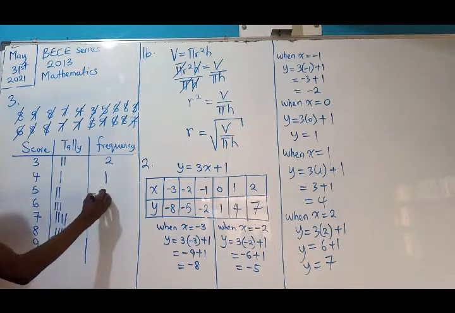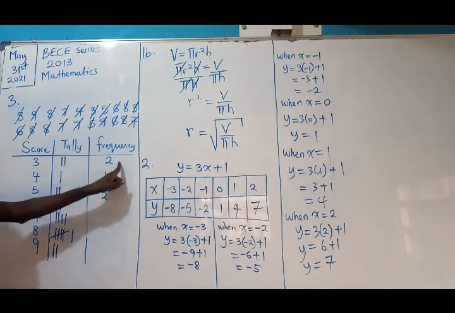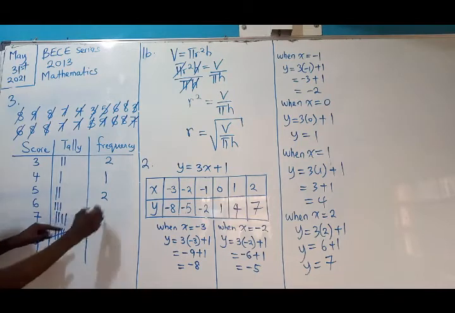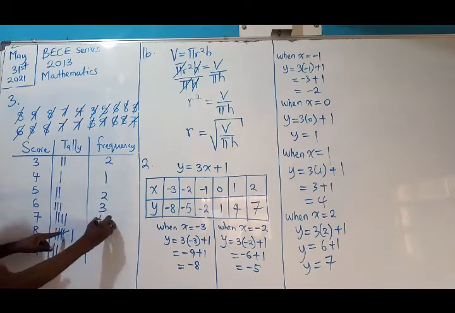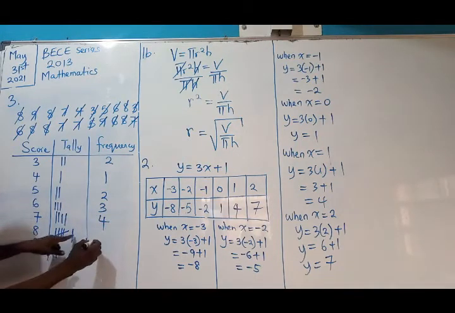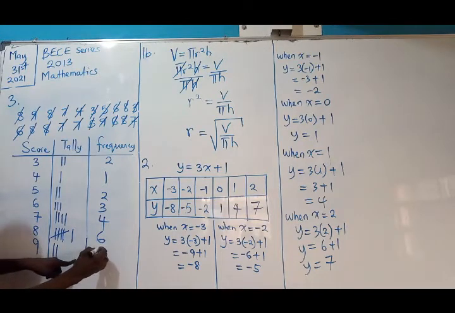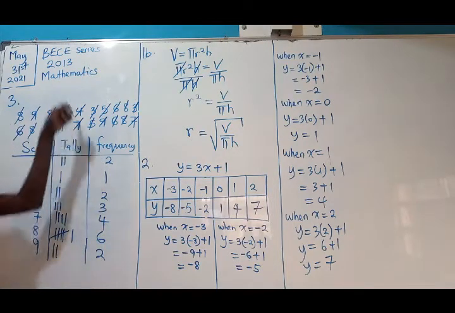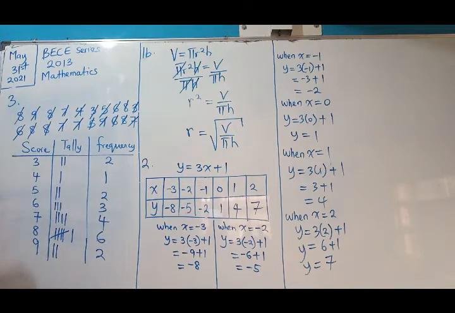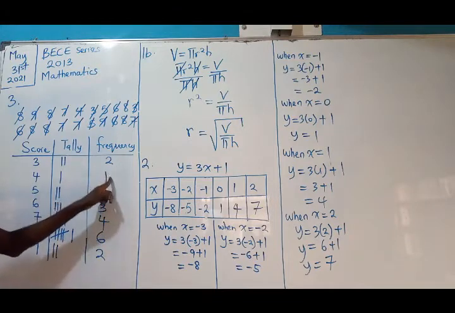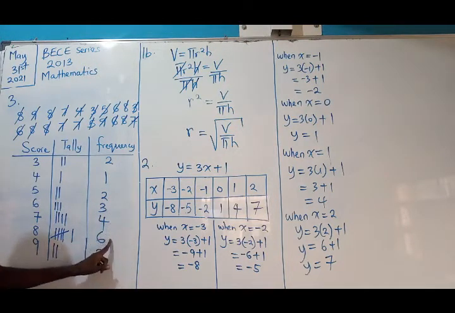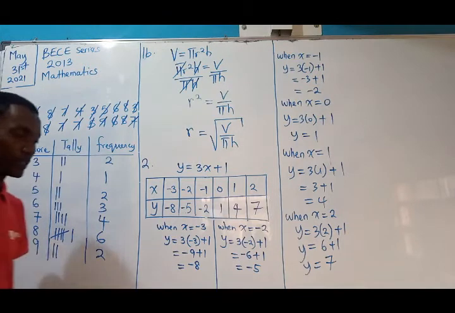2, 1, 2, 2 strokes 2, 1 stroke 1, 2 strokes 2, 3 strokes 3, 4 strokes 4, 5 strokes, 6 strokes 6, and then 2. It doesn't end there. Confirm whether the total corresponds with what you were told in the initial part of the question. 3, 5, 8, 12, 18, 20, and that is correct.